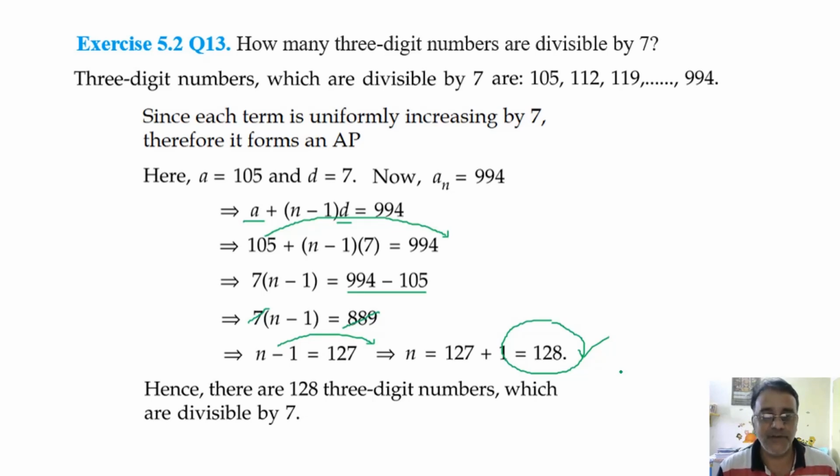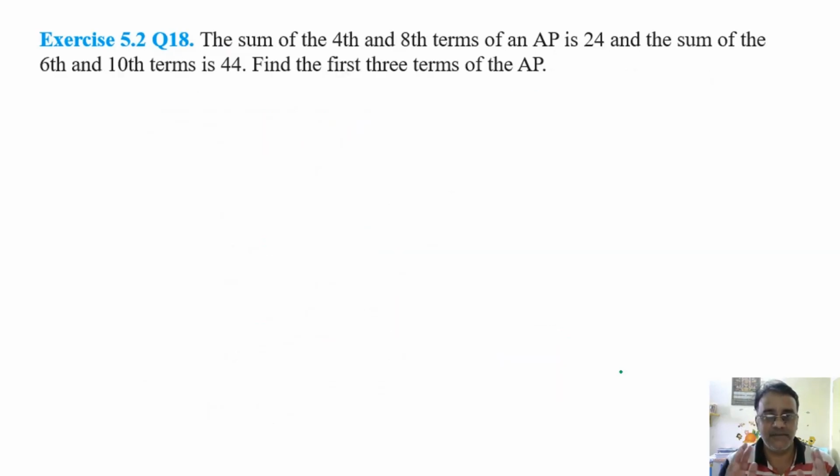Okay? So now we are moving towards some additional types of questions. Whatever we are doing right now are additional questions, and we'll do one word problem also. The sum of the 4th and 8th term of an AP is 24, and the sum of the 6th and 10th term is 44. Let the first term be a and the common difference be d.